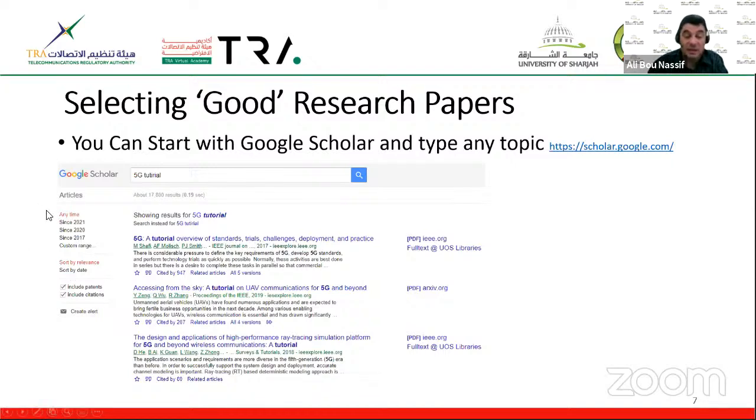If you see here at the left, you can check the year. For example, do you want all anytime as checked, or you can say, I need the publications in the last year only, or in the last 2 years. So you can say since 2020, since 2017, and so on. So this is an example of how to select information. If you need the trusted information, again, go to Scholar. Don't go to just Google in general.